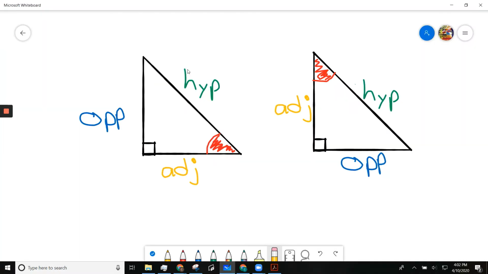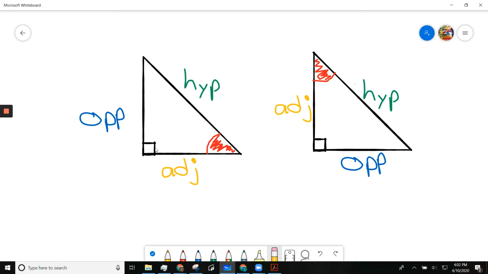So I have a right triangle over here on the left. Notice that I've drawn attention to that angle in red. And from the perspective of this angle, I've labeled the sides of the triangle: opposite, adjacent, and hypotenuse. Now, the hypotenuse is only present in right triangles, and it is always the longest side, which can be found on the opposite side of the right angle.